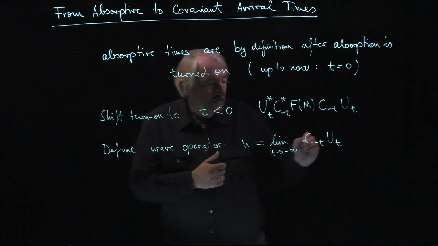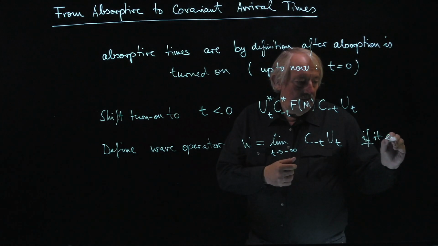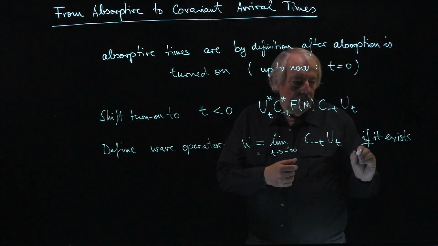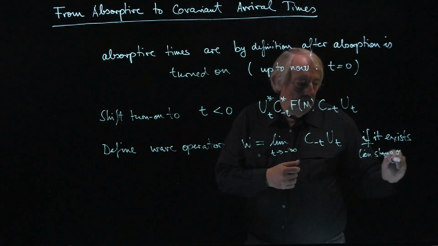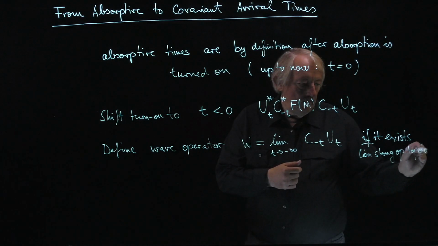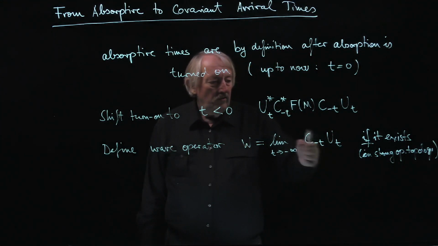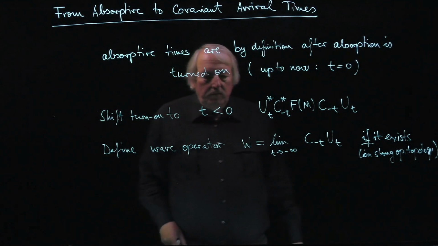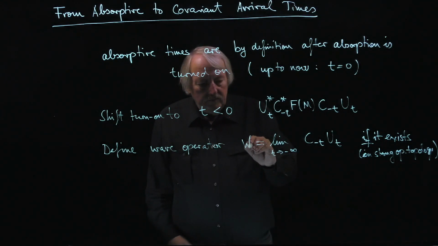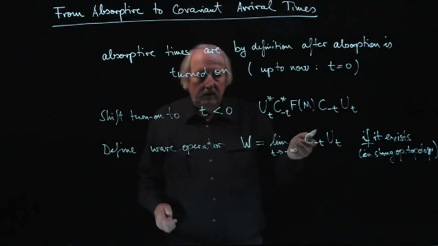So let us write the proviso here, if it exists in strong operator topology. Which is saying that if you apply this operator to a fixed vector, then you get a convergent sequence of vectors in the Hilbert space norm. So this is the wave operator, and now scattering theory does exactly that.